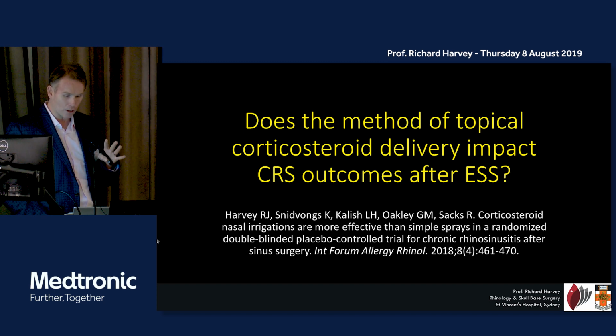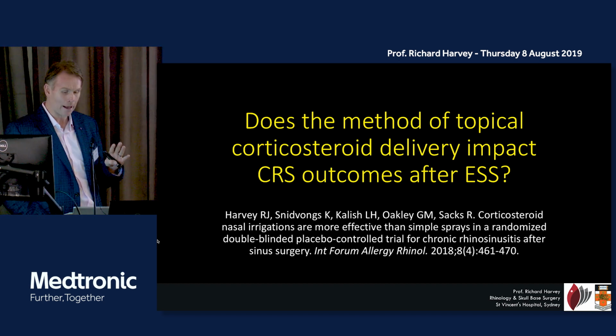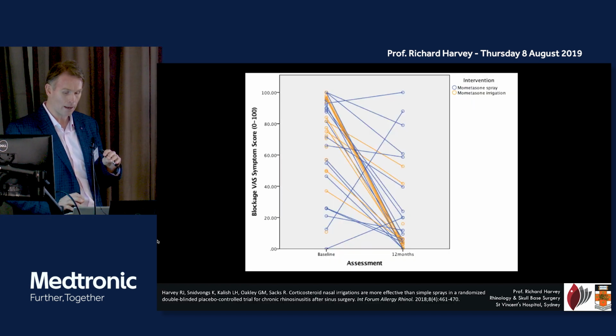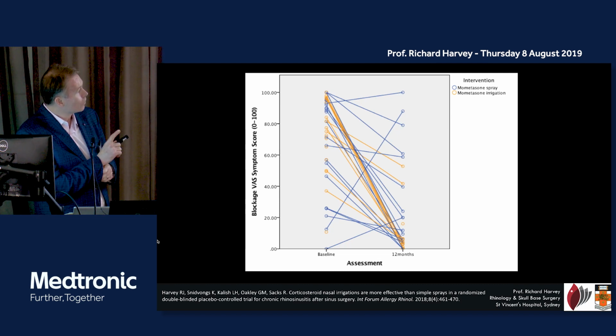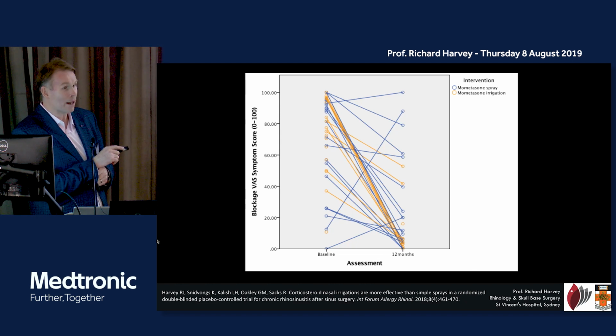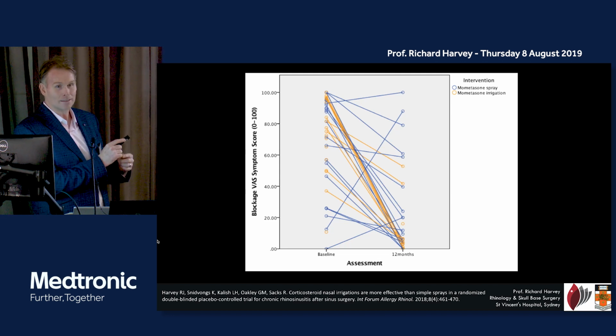This study clearly showed that if you deliver it through an irrigation, you do significantly better than if you do it as a simple spray. Now this is just one of the slides. This is nasal blockage between baseline and a year out. The blue is the spray group and the orange is the irrigation group. You can see that everyone in the orange group does better. But what's important here is that by about a year out, people in the spray group begin to fail. And that's what we see clinically.